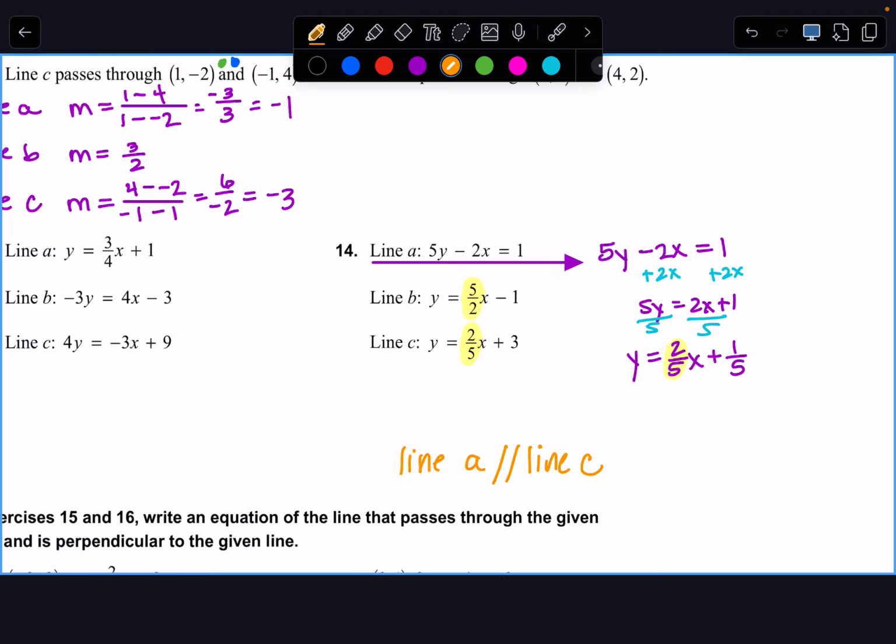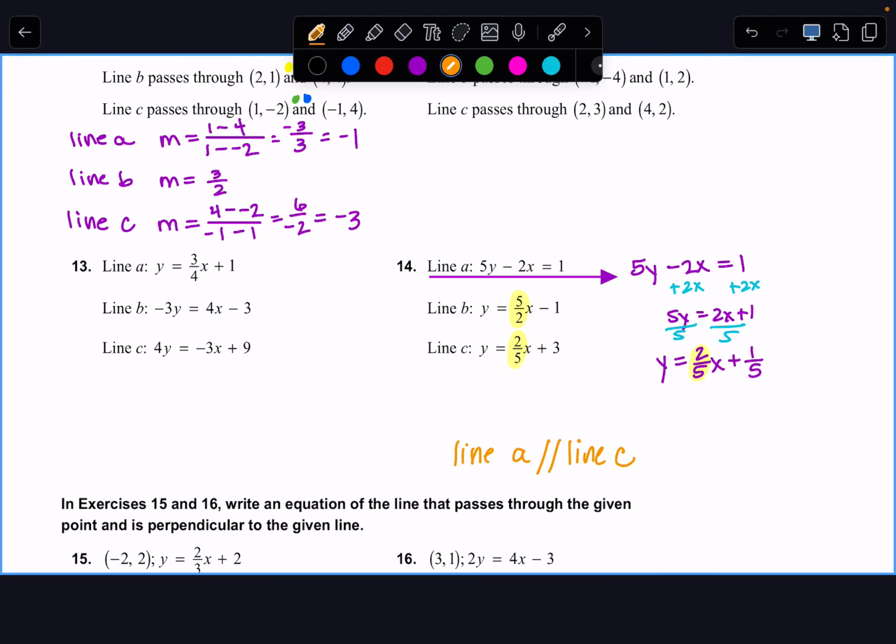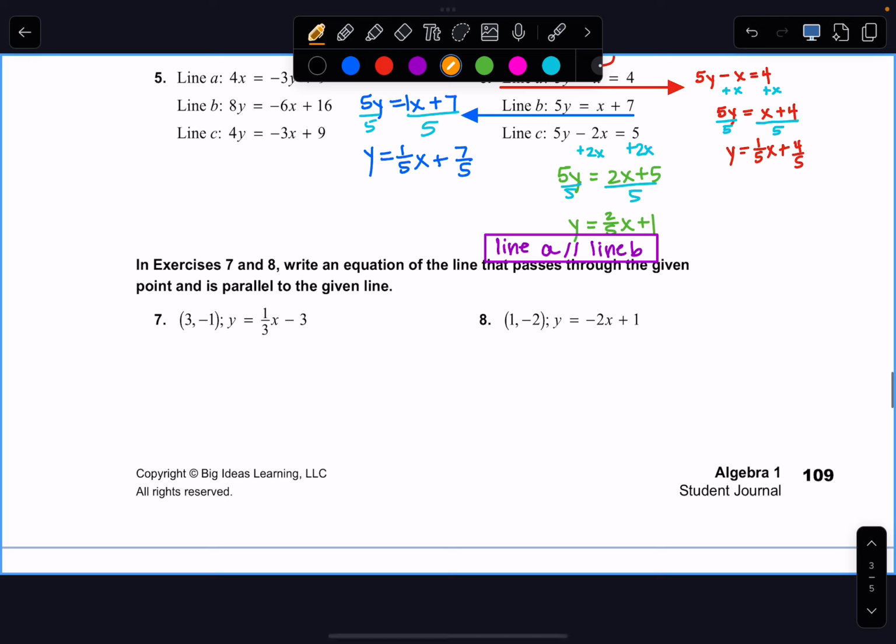All right. Annoyingly, flip back to this page.